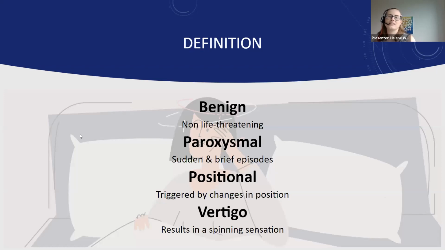Essentially it's a condition that is named quite appropriately, in terms of the fact that it describes a benign or non-life-threatening condition of the vestibular system. It's something that occurs in response to movement or changes in position. Often episodes are quite brief and quite sudden, and people experience vertigo, that sensation that the world is spinning.